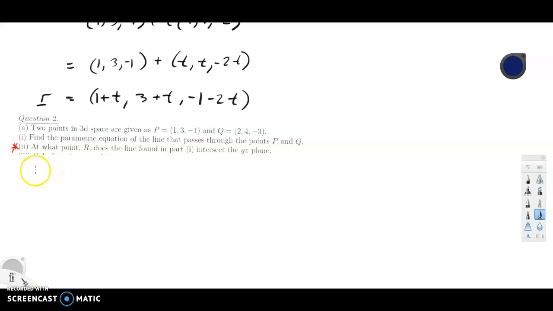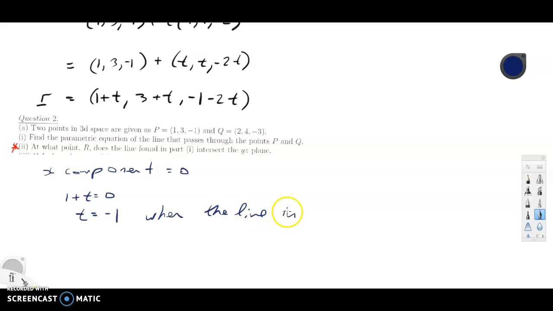Well, the line will intersect the YZ plane when the x component equals 0. So we set that equal to 0. We take the x component, that bit there, 1 plus t. 1 plus t equals 0. So then t, we take away 1 from both sides. T equals minus 1 when the line intersects the YZ plane.